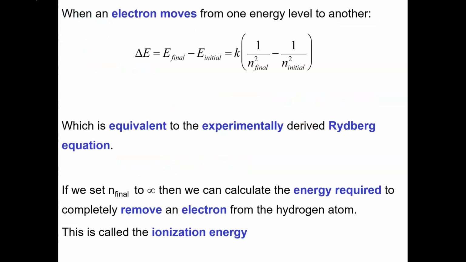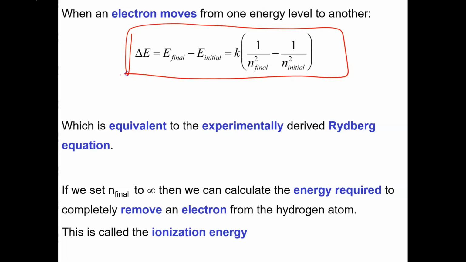Now, what happens when an electron moves from one energy level to another? It absorbs or emits a photon, so we can extend the Bohr equation to take that into account. So it's just going to be the energy of the final state minus the energy of the initial state. So I've just pulled k out here as the constant out the front, and so then that becomes 1 on n squared final minus 1 on n squared initial. It turns out that this gives exactly the same answers as the Rydberg equation, which is really good.